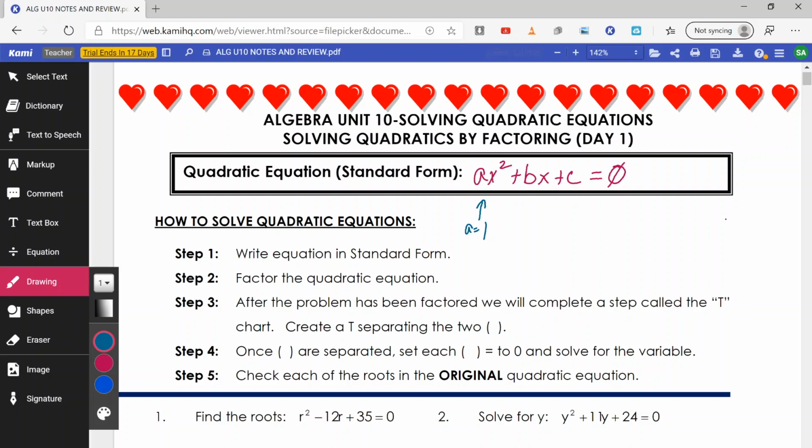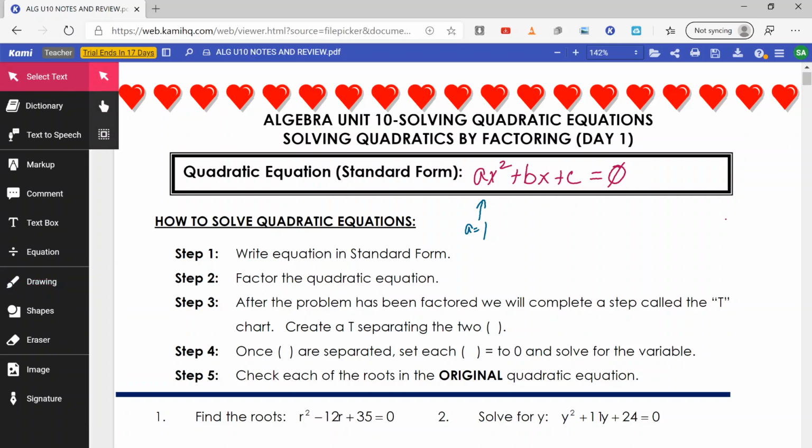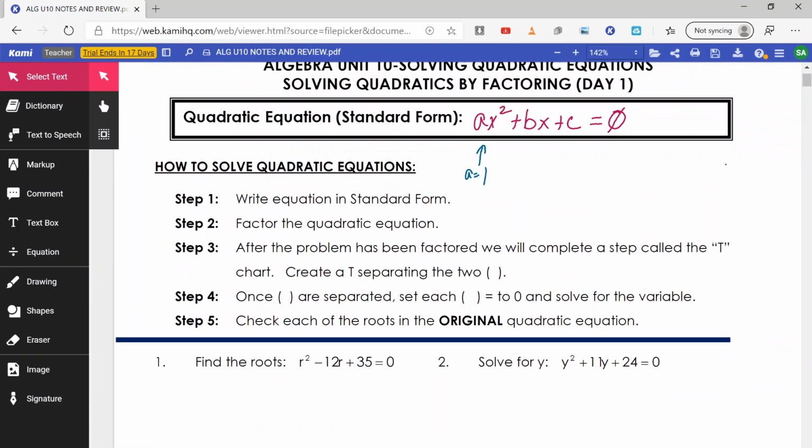So how are we going to solve quadratic equations? Well, first thing we have to make sure is it's in standard form. So we have to make sure our equation equals 0. Next, we have to factor it. Now, we may have to use anything like the greatest common factor or grouping in order to get to where we need to, but it is what we will have to do for our second step.